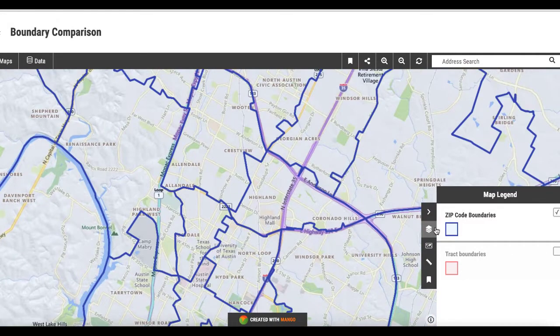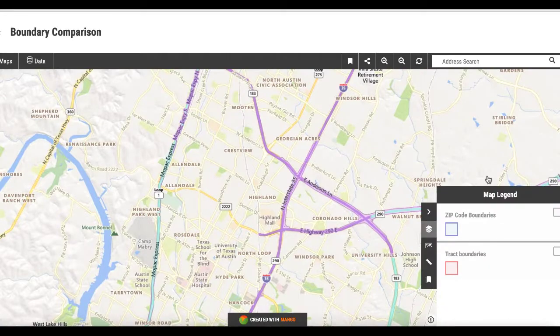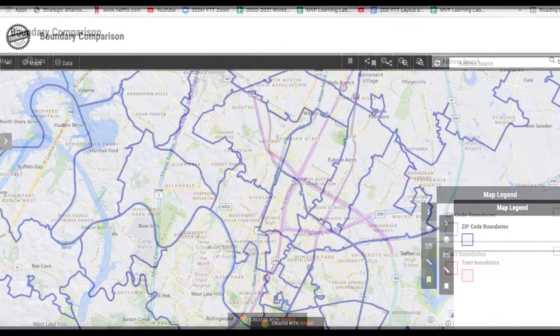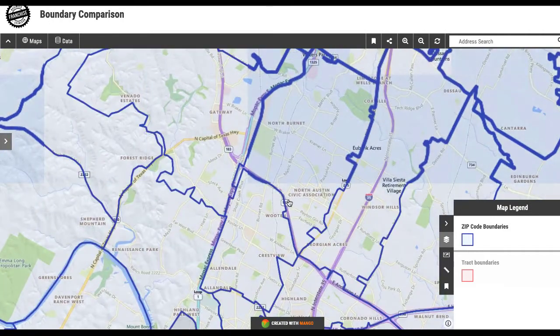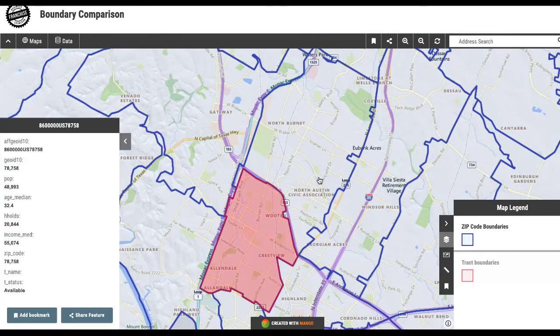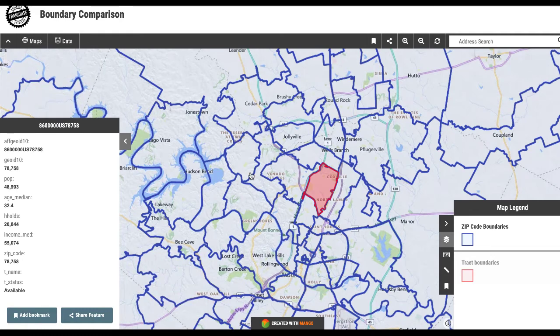Zip codes or postal codes are probably the most common boundary type in use for territory mapping, as they are relatively easy to locate, and someone familiar with a city will probably know the general area for a particular zip code. They are also useful for marketing purposes, as you can target specific zip codes for digital or leaflet marketing. There are, however, a couple of drawbacks to zip codes.